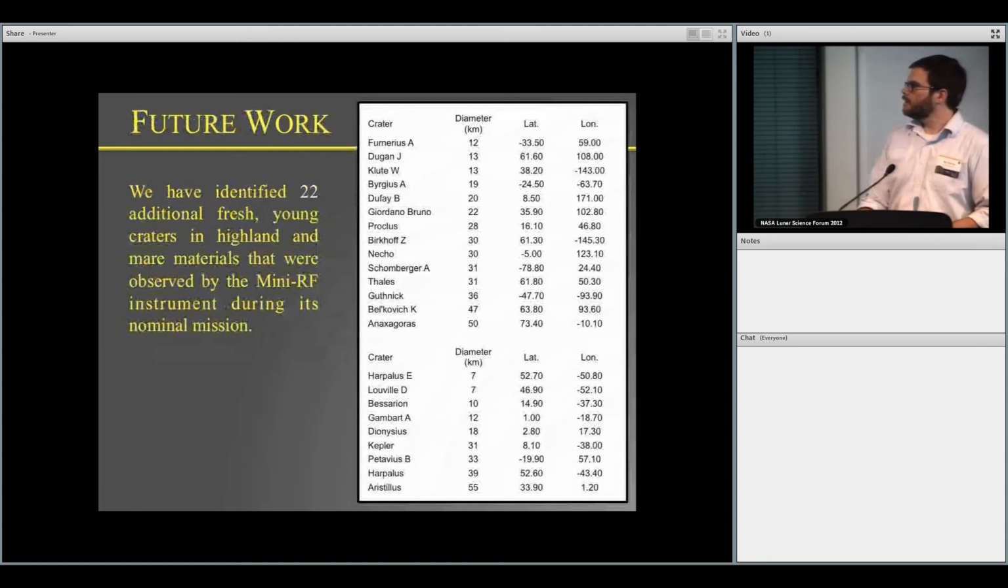So future work, we've identified 22 additional fresh young craters because n equals 1 is not satisfactory in most cases. And we've found them in both highland and Mare terrain. These are all Copernican craters. They're fresh, young. We should be seeing very similar characteristics if this hypothesis turns out to be correct. And we're looking forward to reporting to you at future meetings as this work progresses. So thank you.